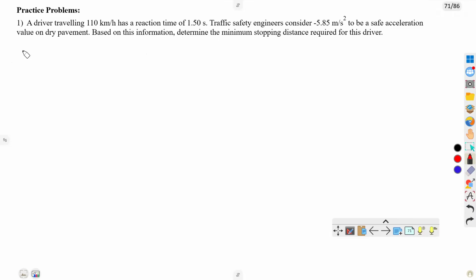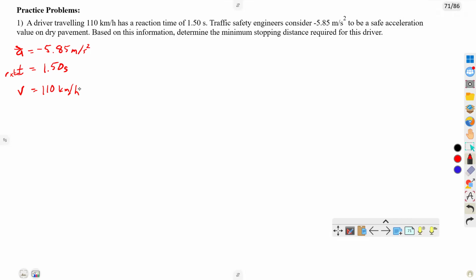Okay, so we know a few variables right off the bat. We know, for example, the acceleration, which is negative 5.85 meters per second squared. We know the reaction time is 1.50 seconds. I'm going to put reaction time there. We know the initial velocity is 110 kilometers an hour.